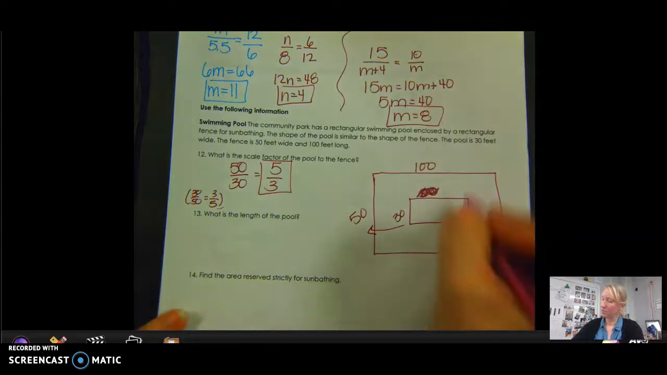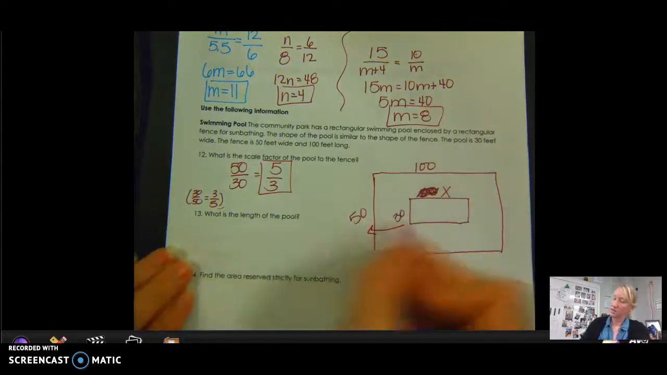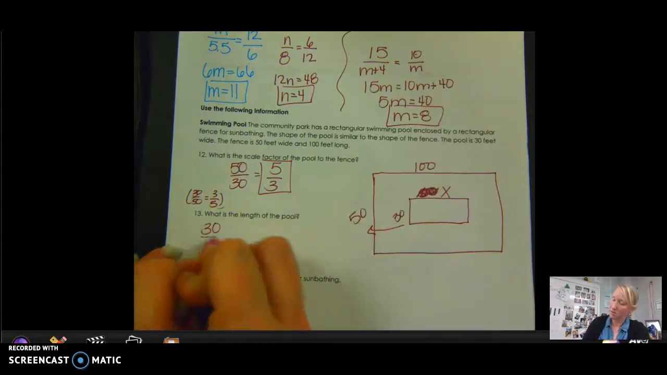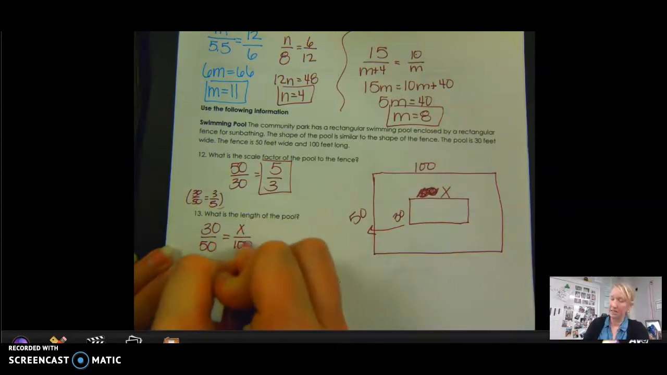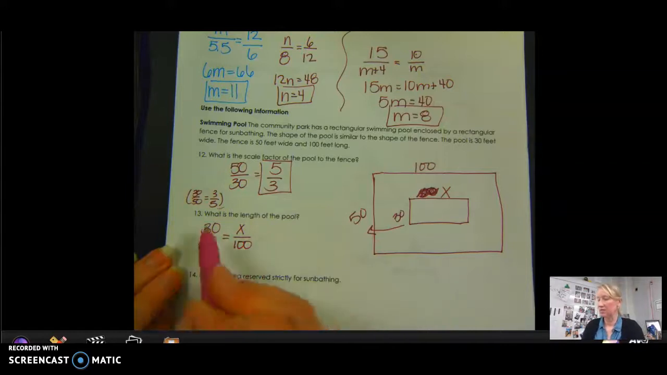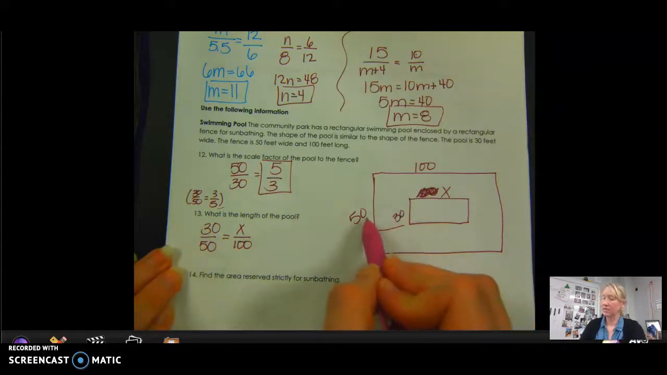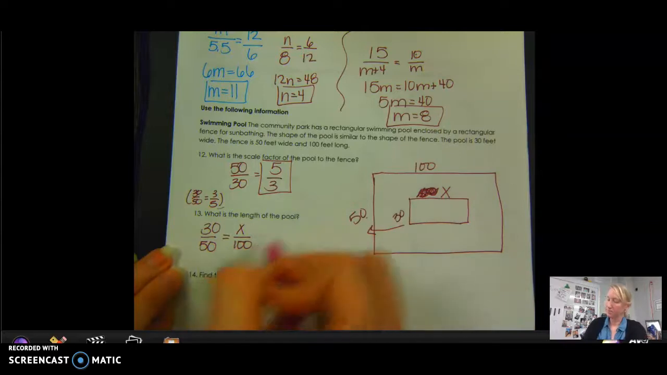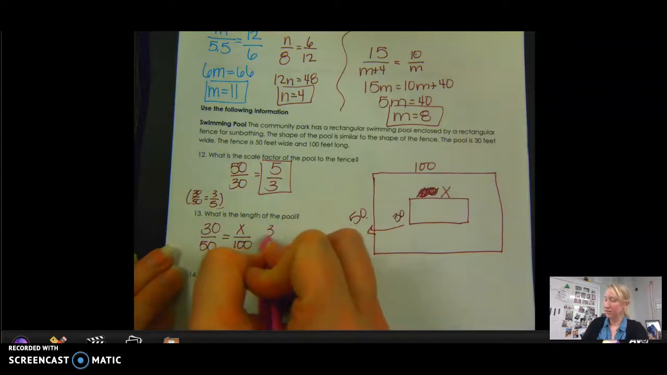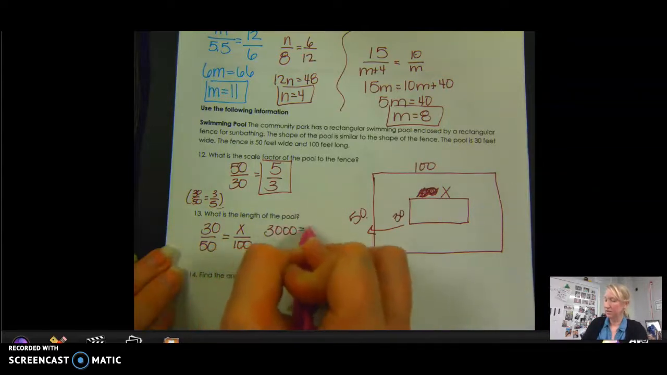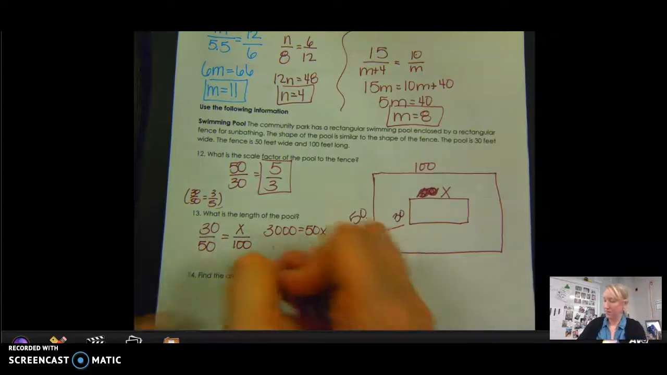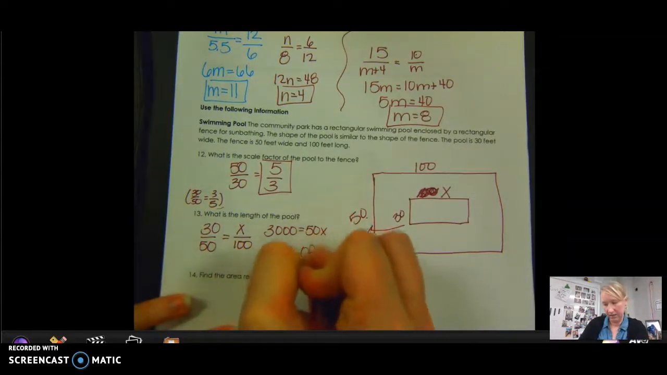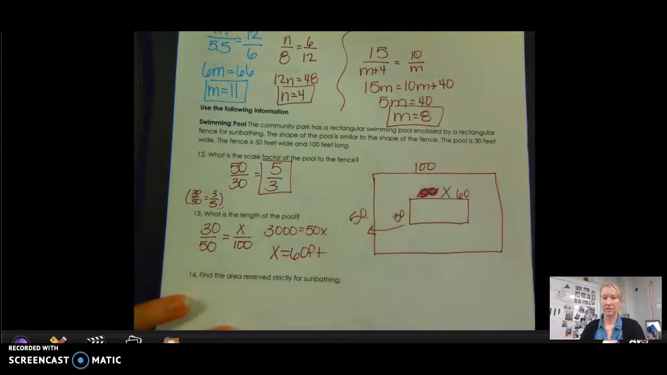What is the length of the pool? So we're going to solve for x here. We're going to set up a proportion, so 30 over 50 equals, I'm going to put x on top over 100. Again, check to see your diagonal numbers are across from one another. So side over side equals length over length. When I do that, I get 3,000 equals 50x. Divide by 50, divide by 50. And I get 60, I believe. Yep. X equals 60 feet. So this would be 60 right here in length.